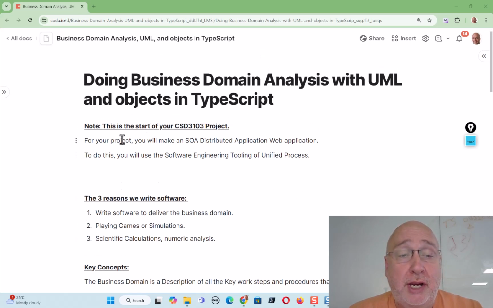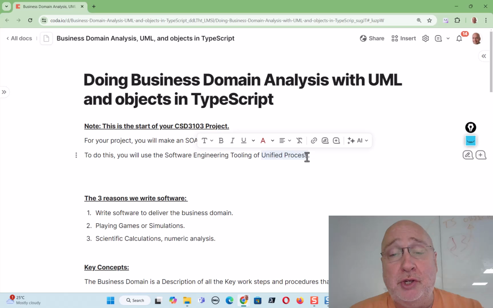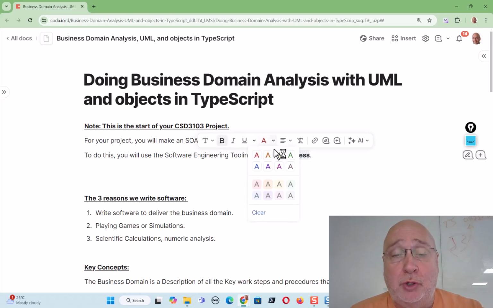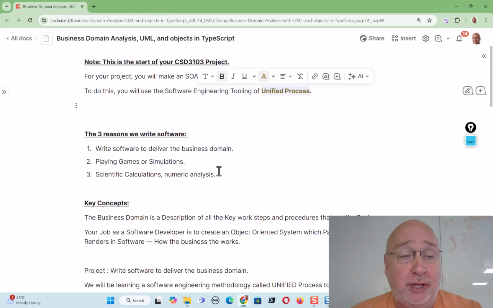So for your project, you will make a service-oriented architecture distributed application. To do this, you will need software engineering tools, which we're going to be using Unified Process, which is the most advanced, comprehensive software development methodology in the world, and it's the one you're going to be learning. I hope you're putting all this on your resume and your LinkedIn.